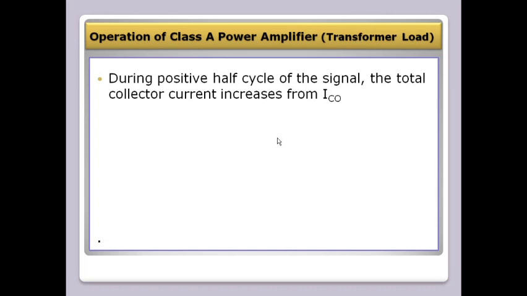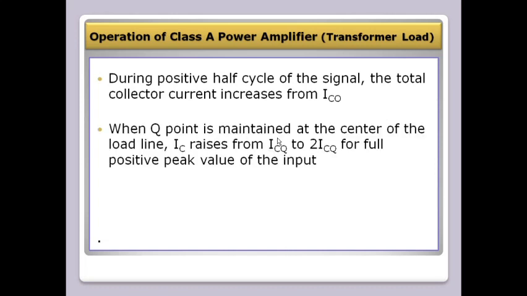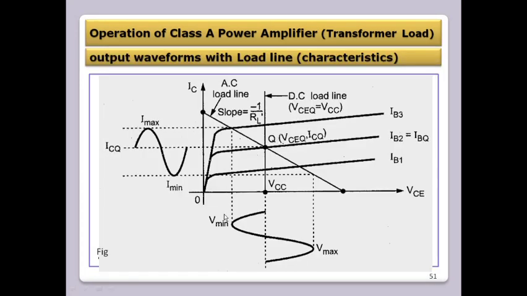During the positive half cycle, the total collector current increases from ICQ, when the Q point is maintained at the center, because we always need the Q point to be at the center to avoid losses. So IC rises from ICQ to 2 ICQ for a full positive peak of input. The collector voltage changes from VCC to 0 during the positive half cycle.